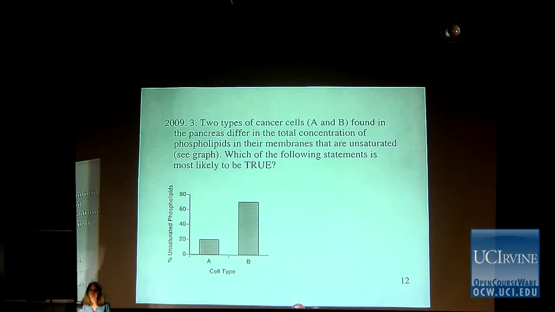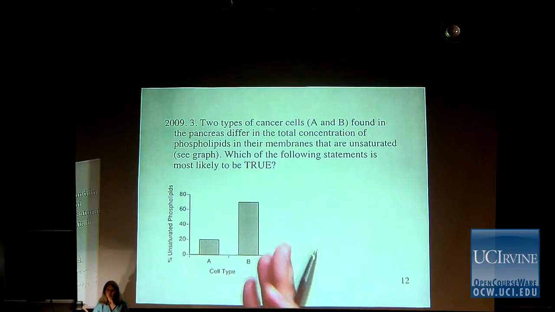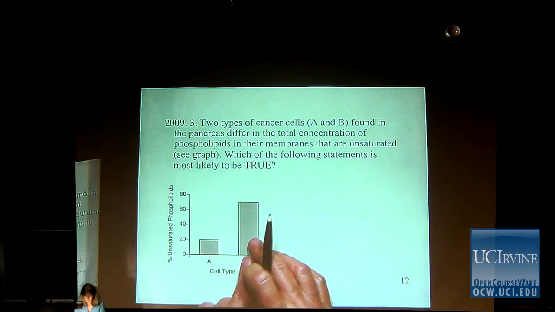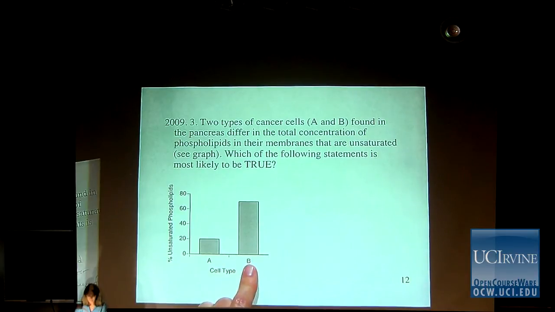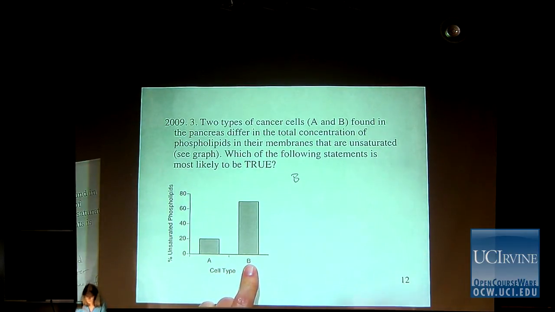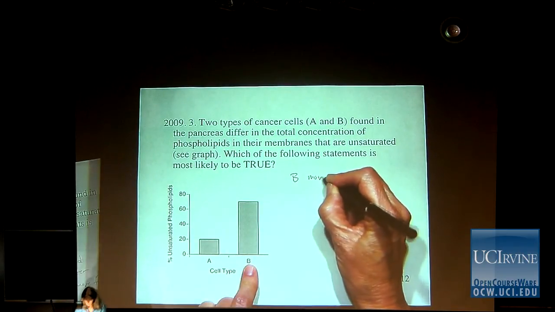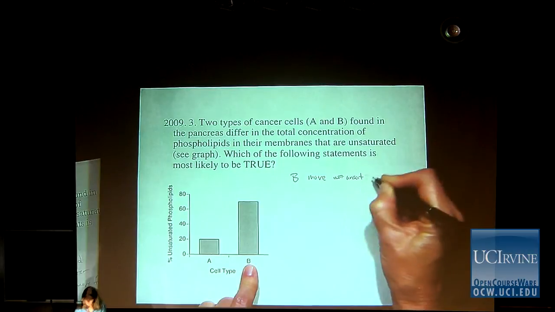When I do a problem like this, almost always you're going to be asked to compare: A is more than B, B is less than A, etc. What I do when I tackle problems like this is I choose one of them. So I'm going to start with B. It's big, it looks like percent unsaturated phospholipids, and I know that it has a lot. So B, what do I know about B? We know it has more unsaturated phospholipids.